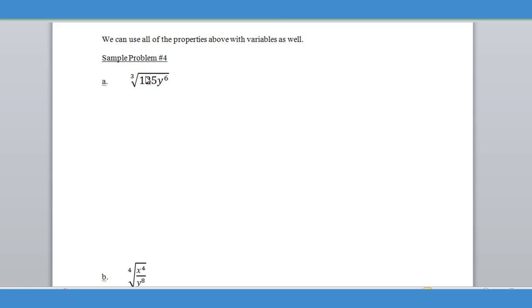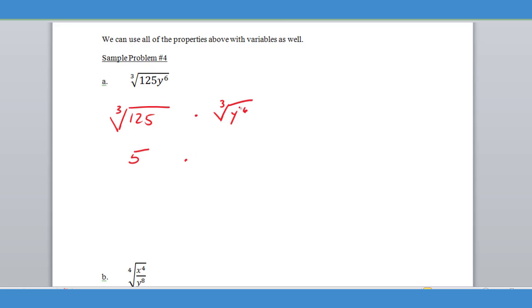So if we look at sample problem number 4, part A, we have both numerics and variables in there. And the easiest thing to do initially is just to break these apart as many ways as we can. So I'm going to start by breaking up the numerical values from the actual variables. So I'm going to have the cube root of 125 times the cube root of y to the 6th. Now the cube root of 125 is simply 5.